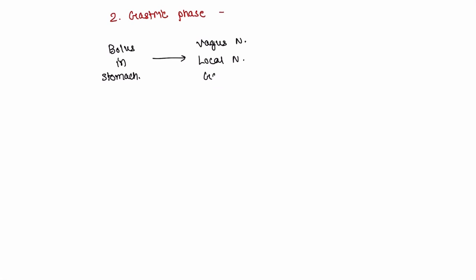Now let's talk about the second phase, which is gastric phase, which is nervous and hormonal. When there is bolus in the stomach, three factors: vagus nerve, local nerves, and gastrin, these three factors will stimulate gastric secretion. So this was the gastric phase.